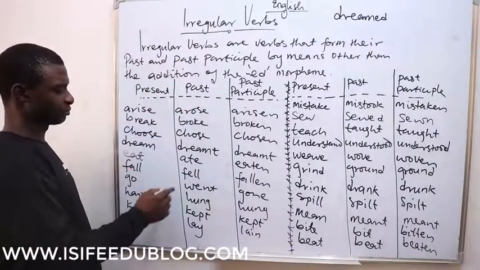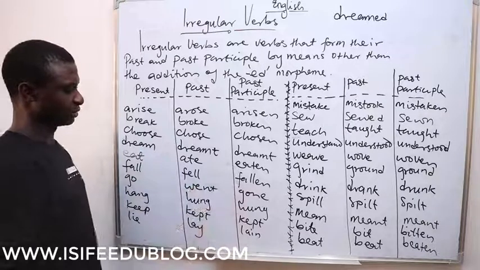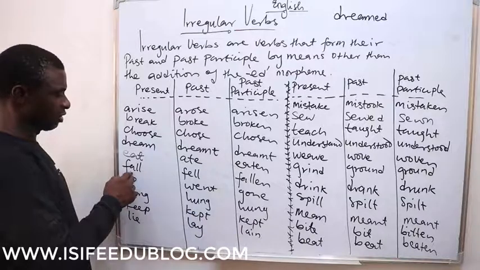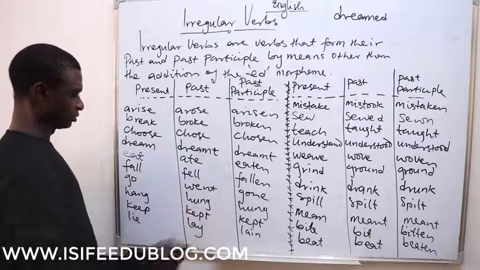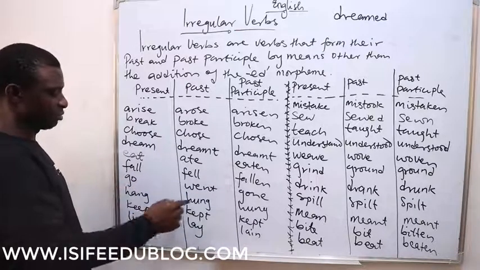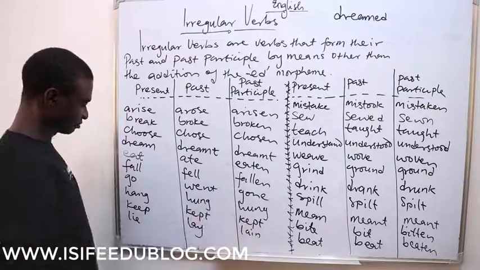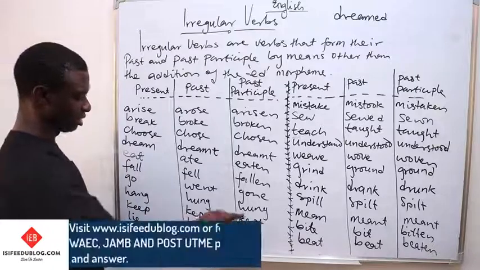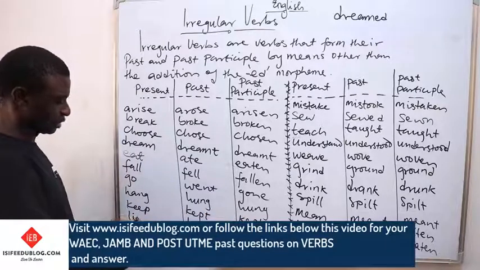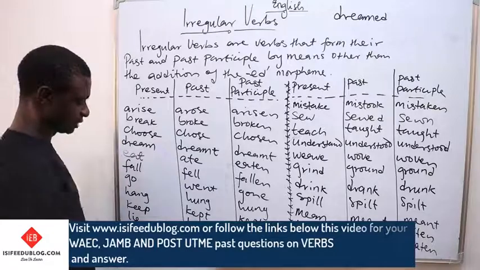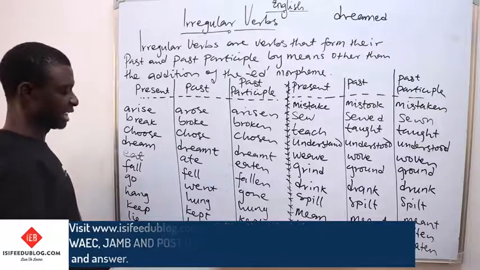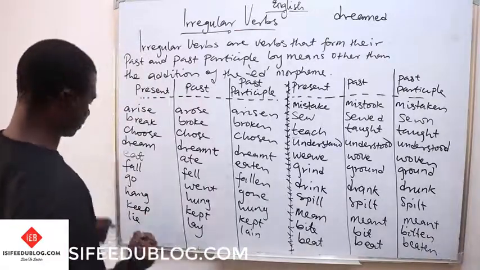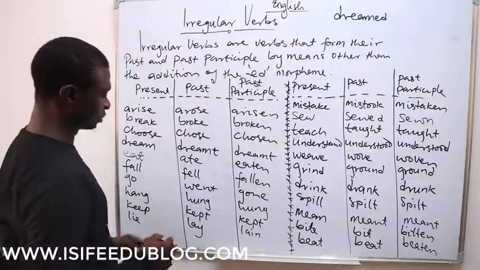Okay, eat, ate, eaten, fall, fell, fallen, go, went, gone, hang, hung, hung, keep, kept, kept. Now, talking about hang before I leave that part of the lesson, hang has two forms.